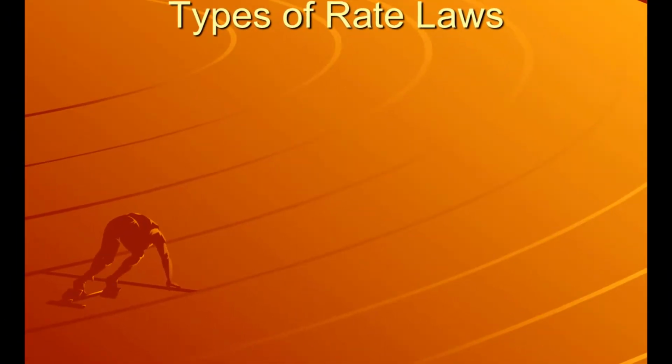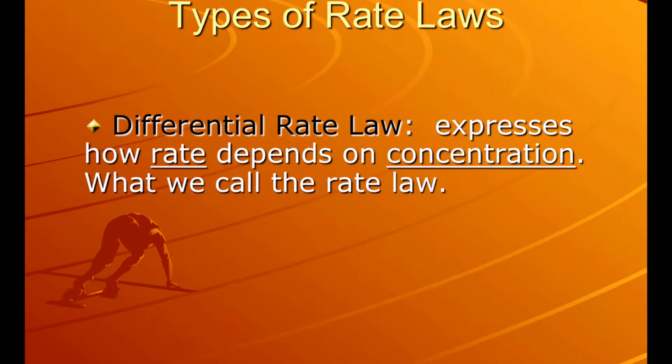There are two types of rate laws in the world. There are differential rate laws. That's the one we just wrote. A differential rate law is how rate depends on concentration. So when we wrote rate is equal to k, yeah, that's it. Differential rate law. If I say rate law, this is the one we're talking about.